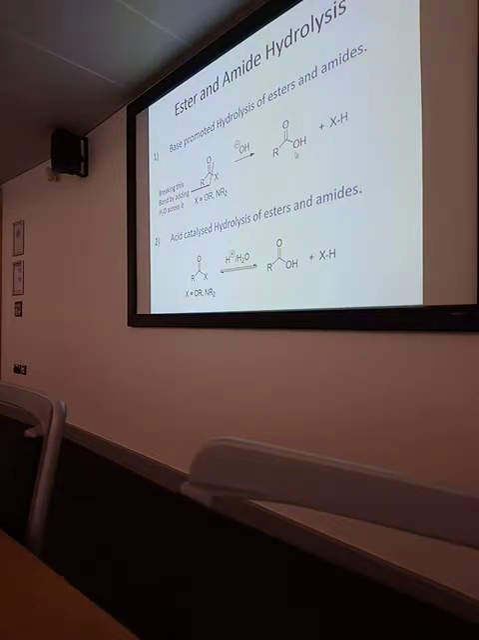And similarly, you can do the opposite with acid. You can acid catalyse hydrolysis of esters and amides. And by that, instead of using hydroxide, you use acid, H+ in water. And that will also hydrolyse your esters and amides quicker.